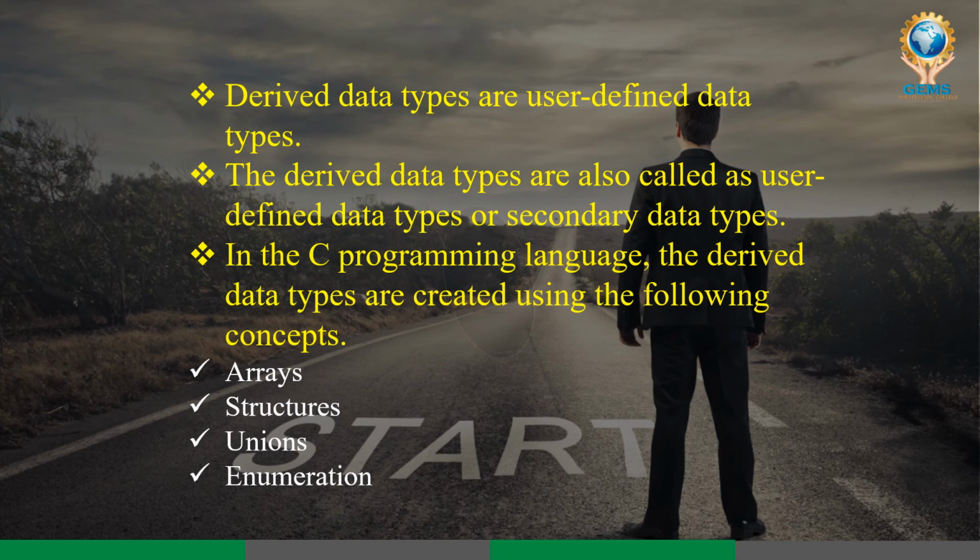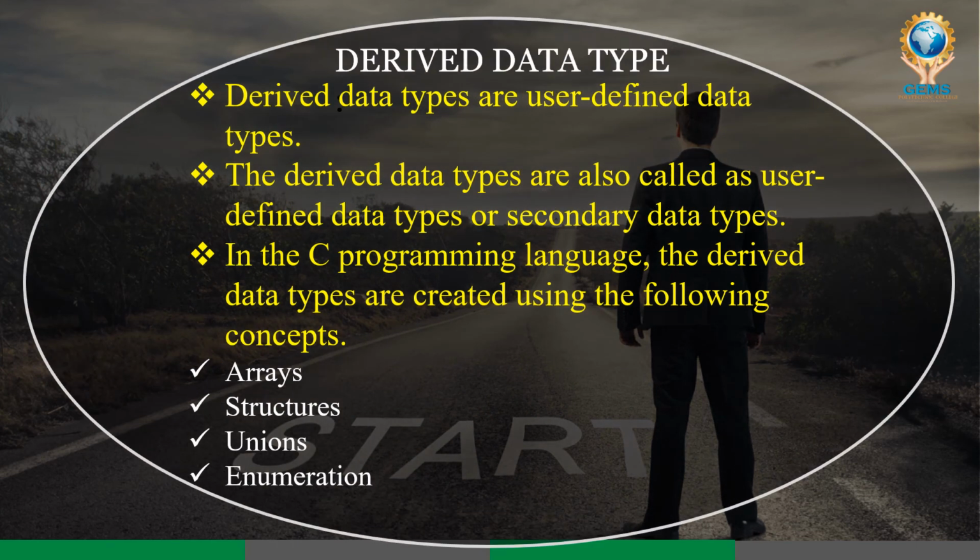Now we have derived data types. Derived data types are also called user defined data types that can be created by the user. Derived data types are also called user defined data types or secondary data types. Some of the important derived data types in the C programming language are array, structure, union or enumerations. So these are the important derived data types which are created by the user in the programming language, and these are also called secondary data types.